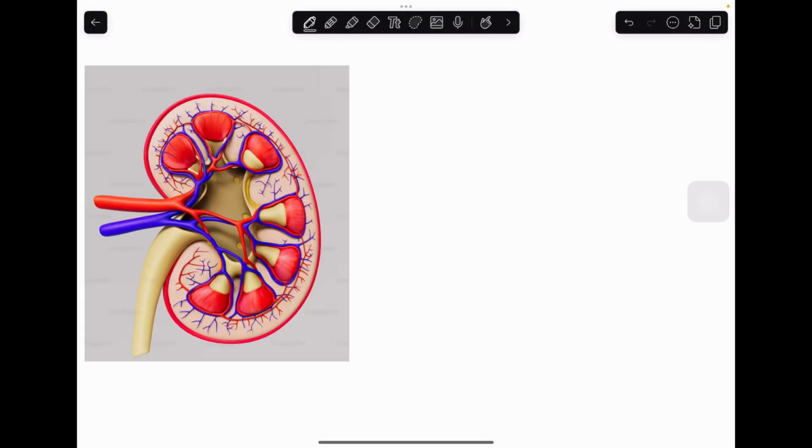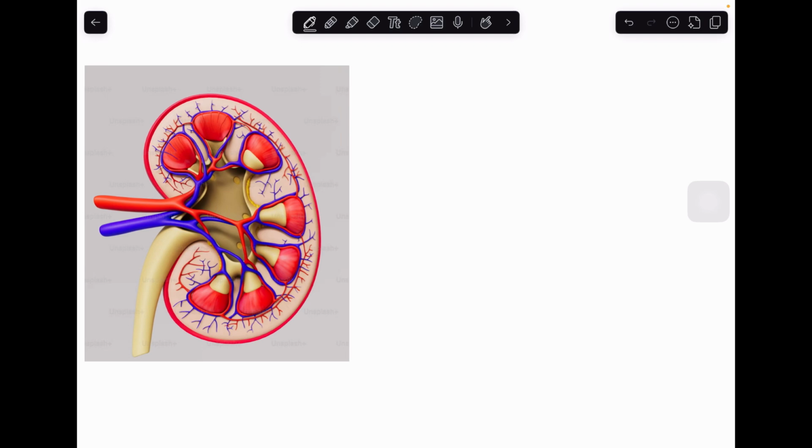Welcome, everyone. Today, I wanted to get into a little bit of the basic nephron anatomy. And you might start off by asking, what even is a nephron? And to understand that, first we'll have to look at a kidney.